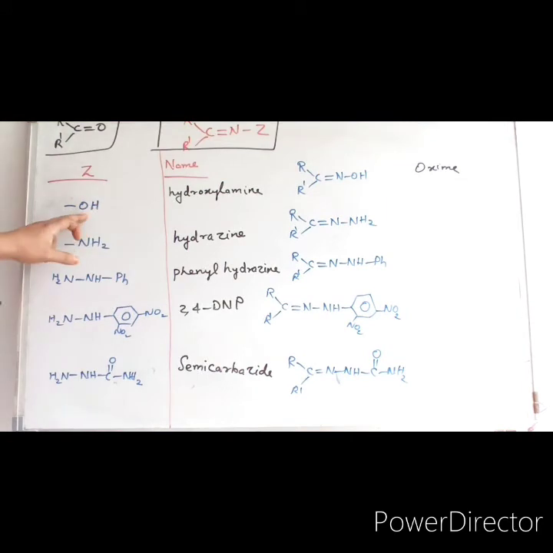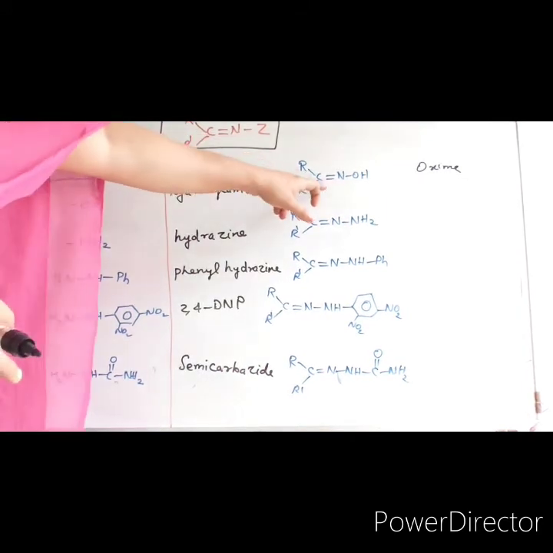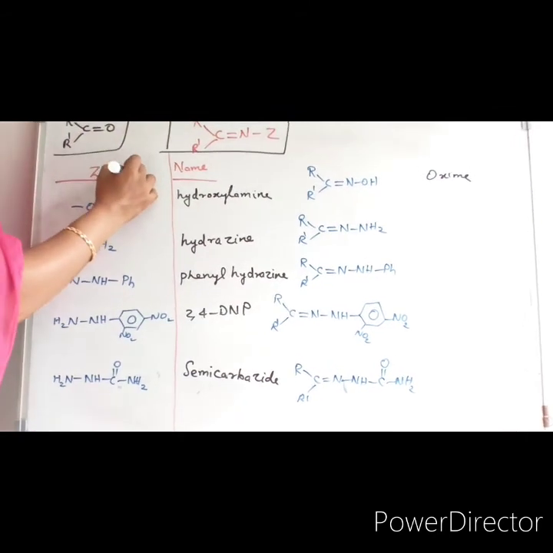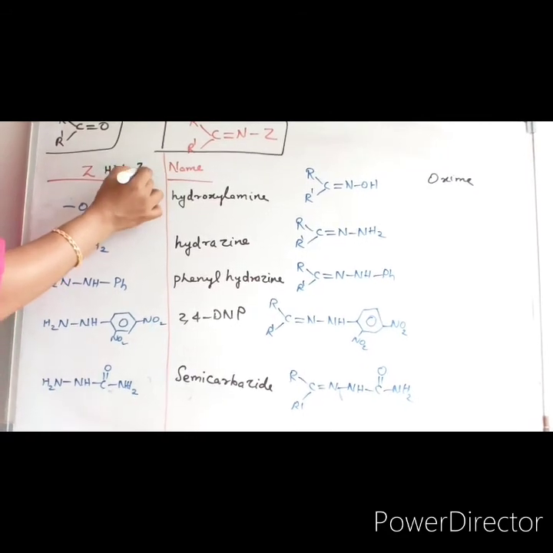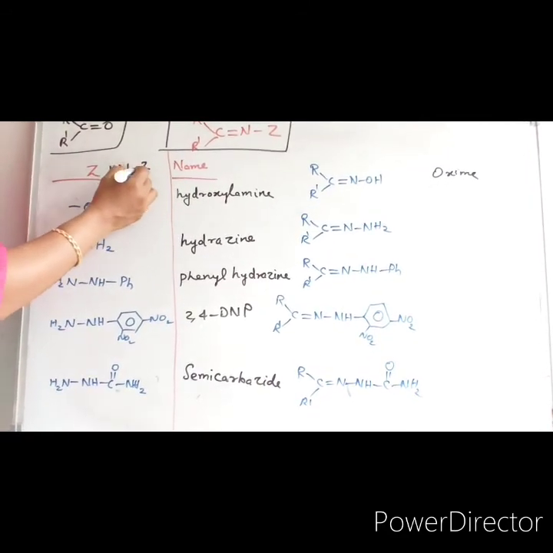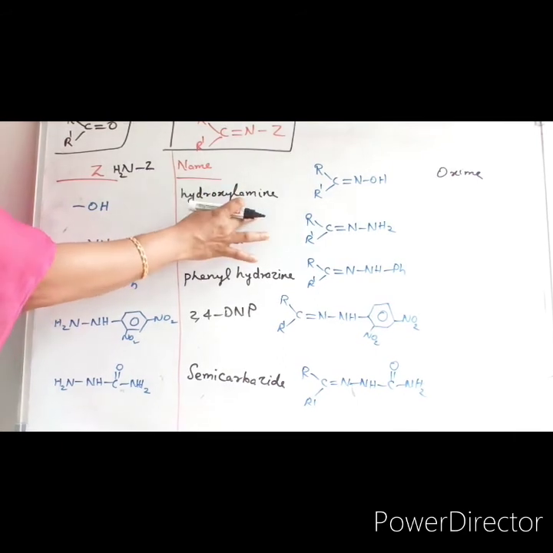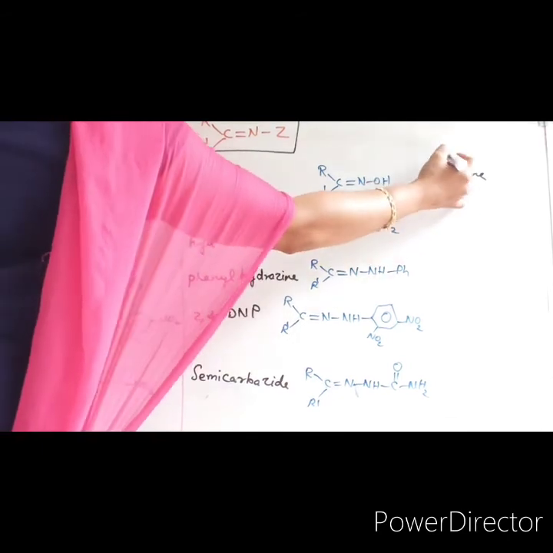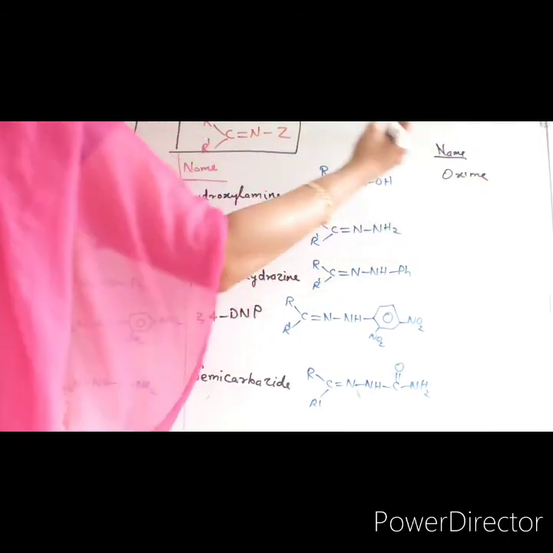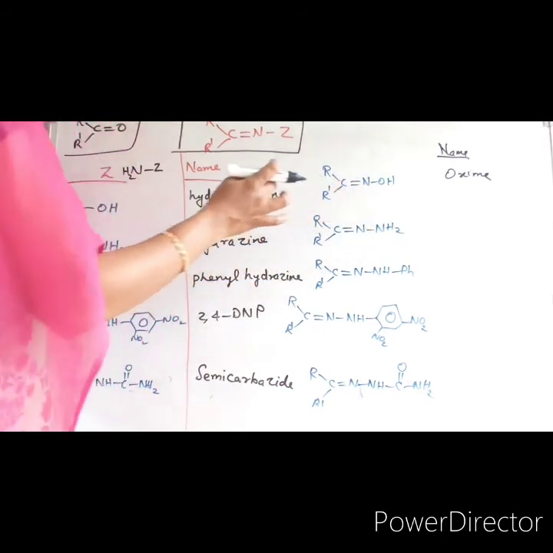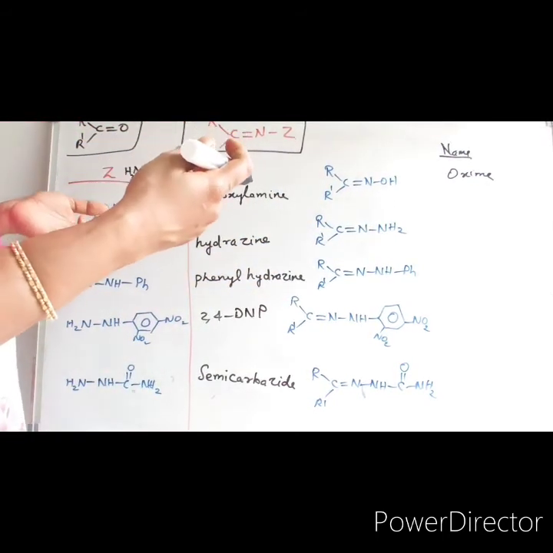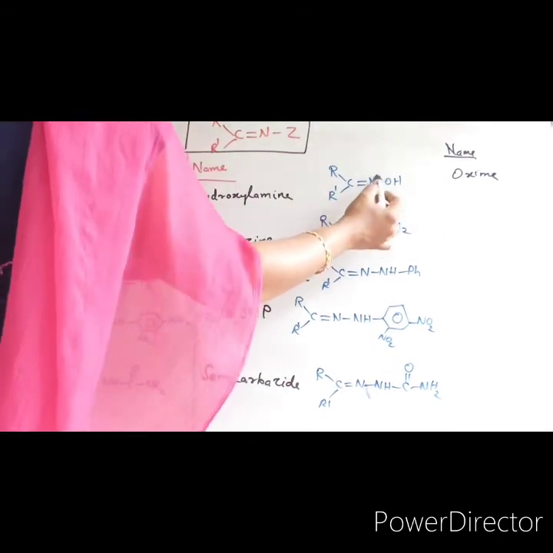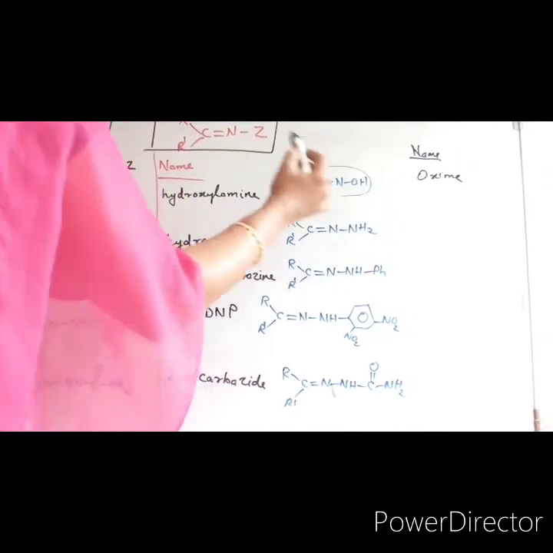If Z is an OH group, you will be getting R C double bond N OH. If Z is OH, that is NH2Z, the reagent is called hydroxylamine, and you will be getting the condensation product like this. The name of the product will be oxime. So these are called oximes. With primary amines we called the products imines, aldimines, ketimines, etc. And in this case they are called oximes.